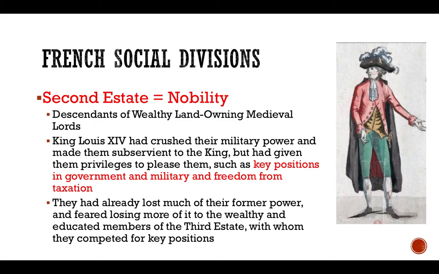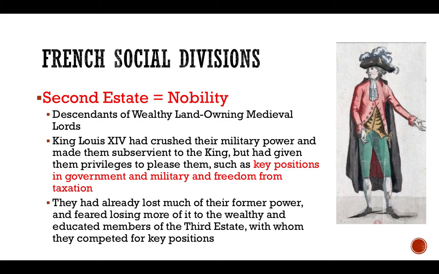The Second Estate is the nobility. They're descendants of wealthy land-owning medieval lords. King Louis XIV had crushed their military power and made them subservient to the king, but had given them privileges to please them, such as key positions in government and military, and freedom from taxation.